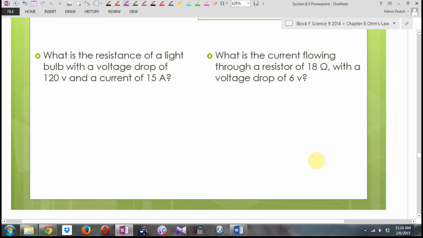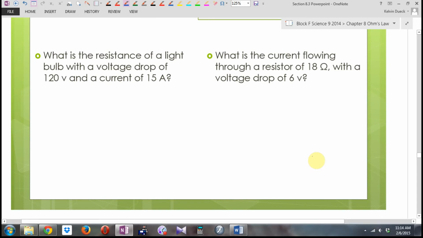Example. What is the resistance of a light bulb with a voltage drop of 120 volts and a current of 15 amps? What are they asking me to find here? By the way, in math, word problems suck. In physics, word problems are nice because you know what units go with what values.